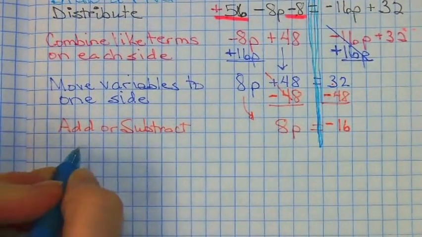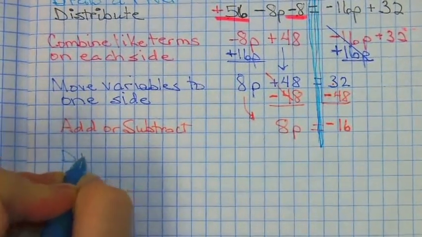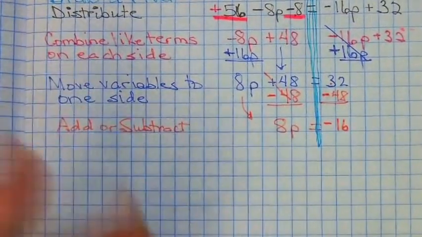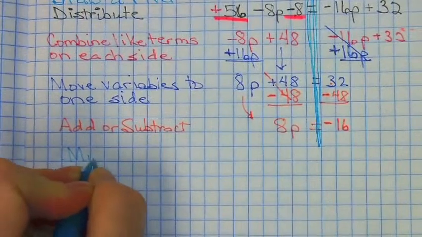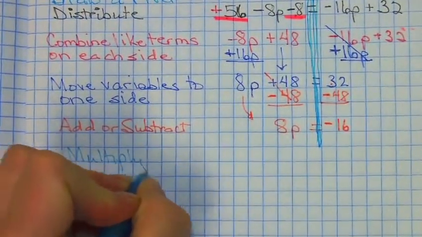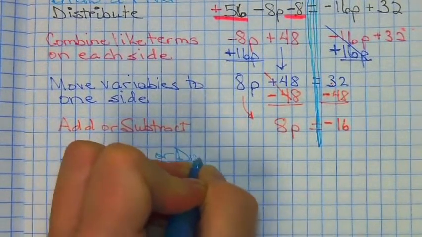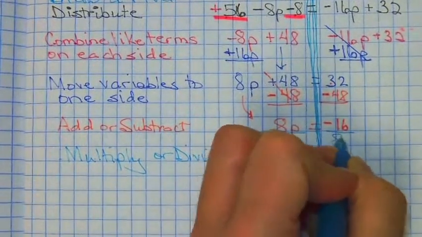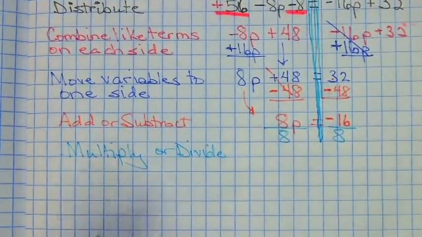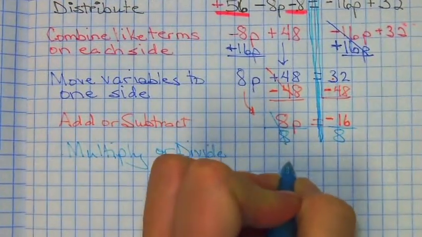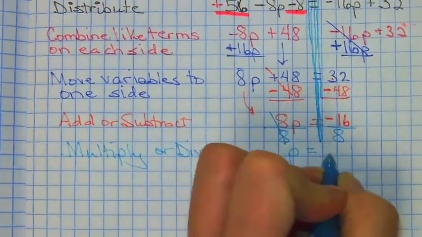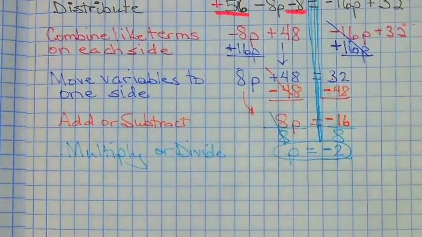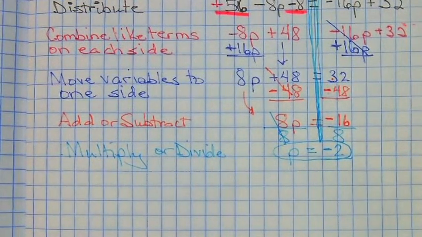Okay, so then our final step is to multiply or divide. So we're going to divide by positive 8. Those two wipe each other out. We get p equals negative 2. And we're going to circle that answer.